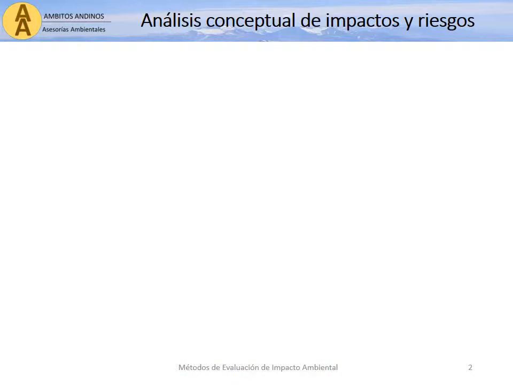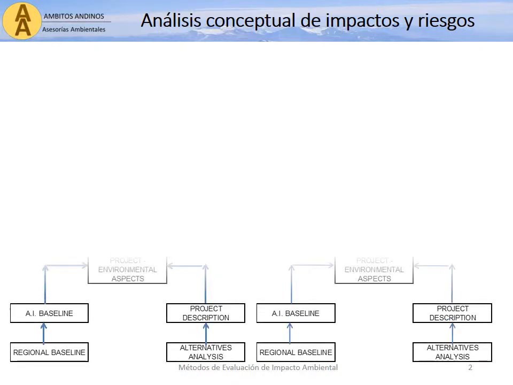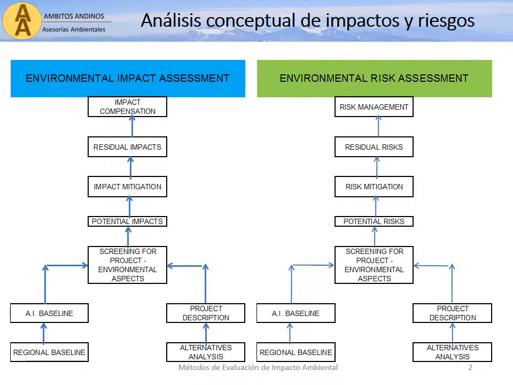The process of an environmental impact assessment or risk assessment can be visualized in a flowchart that starts with the preparation of the environmental baseline and simultaneously the project definition. This is followed by a screening process to identify environmental aspects of the project, leading to the identification of potential impacts and risks, followed by the incorporation of mitigation proposals, leading to an assessment of residual impacts and risks.